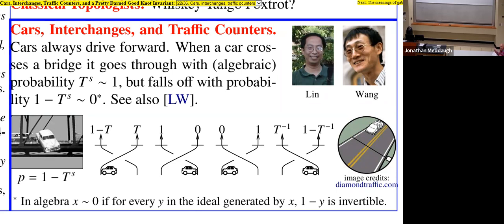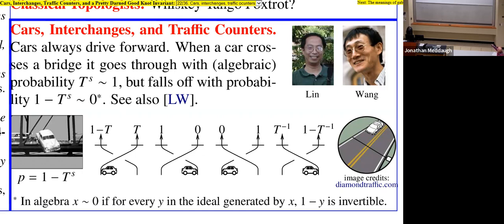And again, I mean close to one in some algebraic sense, something is invertible, but I will not go through what it really means, okay? Anyway, let's just view it and then play with it and understand what's going on. So if a car starts on the lower lane, let's do the second picture first. If a car starts at the lower lane of this interchange, it comes out here with probability one.